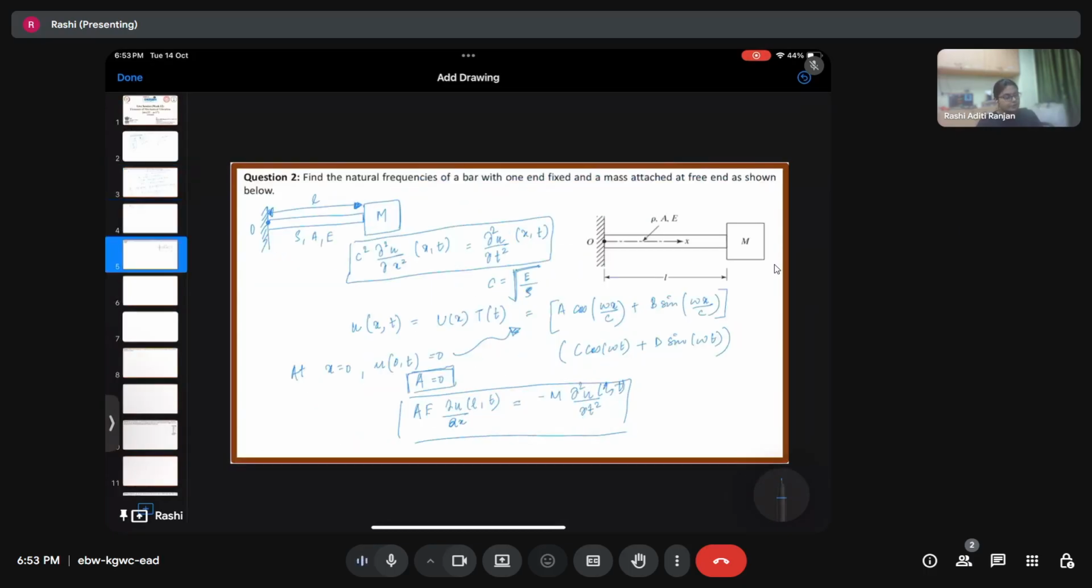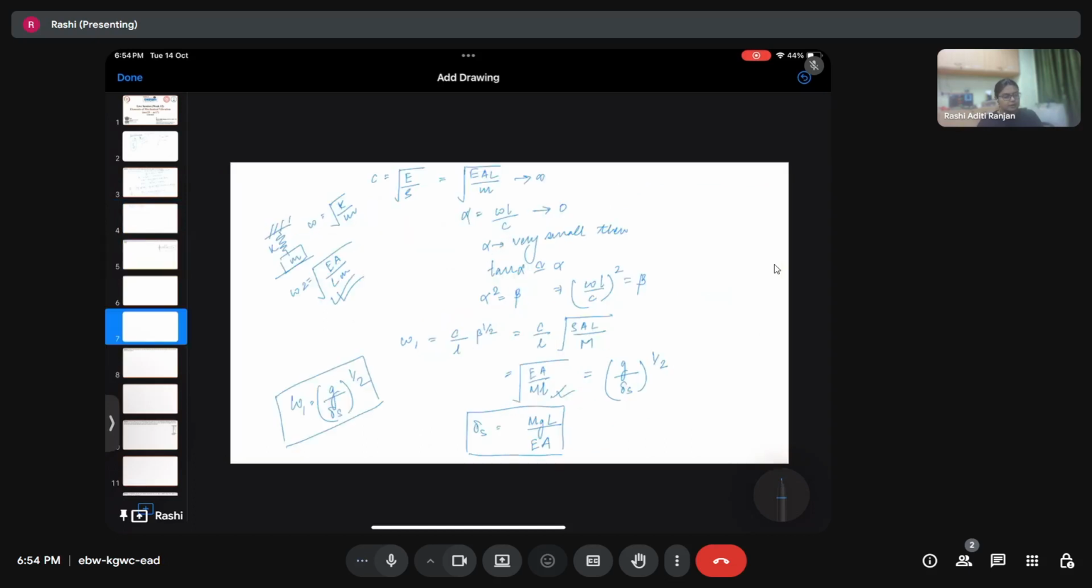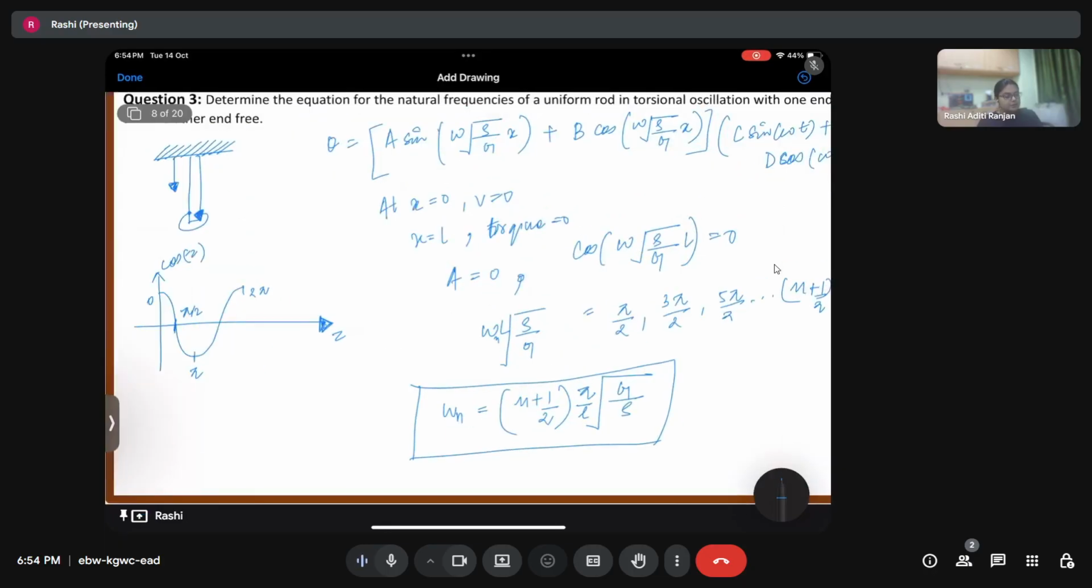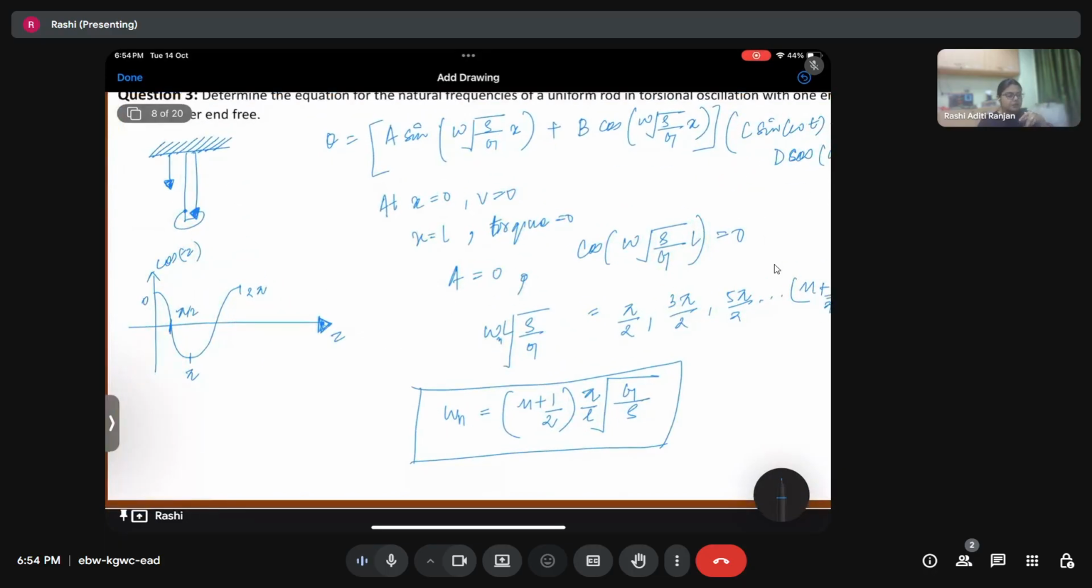For this question number 2 also we applied the boundary condition: at x equals 0, u is going to be equal to 0, and del u by del x is going to be 0. Then for this also, we applied the concept of boundary condition. X was going to be equal to 0, so we apply the boundary condition that del theta by del x is going to be equal to 0.